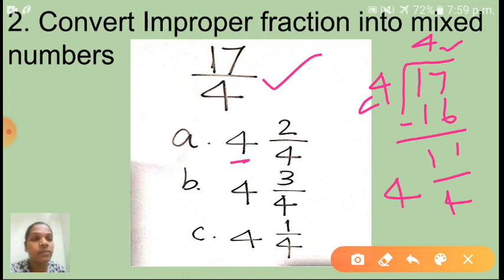Yes, see here children, this quotient you have to write as a whole number and the remainder you have to write as a numerator upon which one I have written here? Divisor. Okay children. So 4 1/4, this is your correct answer. Understood? So if I give a sum like this, can you find the answer? Yes, very good. Shall we go to the next now, children?